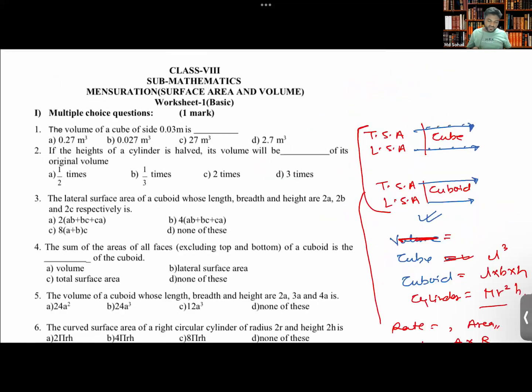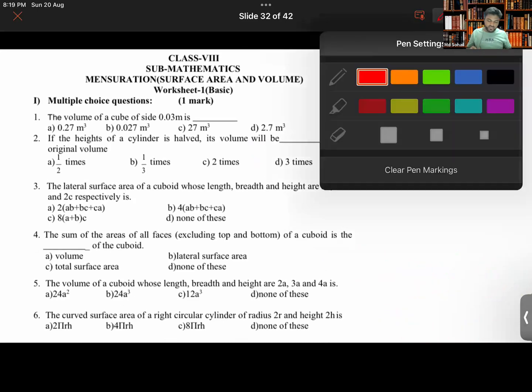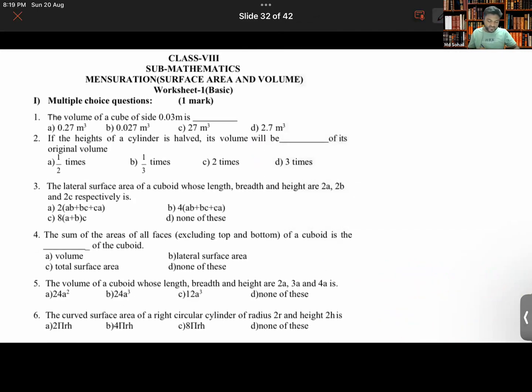Now, see these questions here. These are MCQ questions and shouldn't take too much time in solving. The volume of a cube is this much, and the volume of a cube of side this, what is it going to be? 0.027. Okay, let's see. So 0.03 meter is the side given here. So 0.03 multiplied by 0.03 multiplied by 0.03. So you get 27 and then 1, 2, 3, 4, 5, 6.